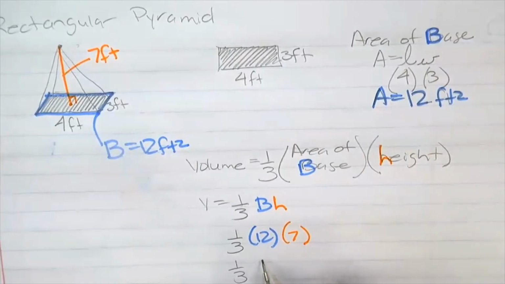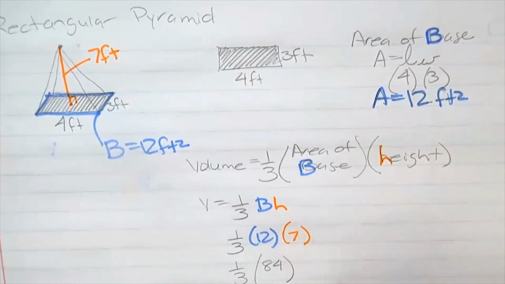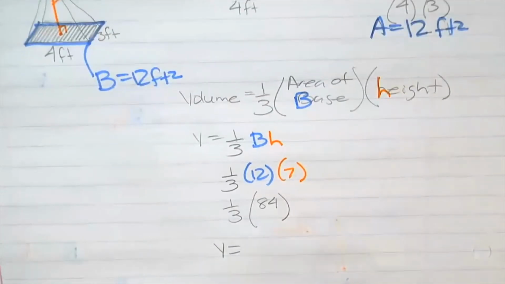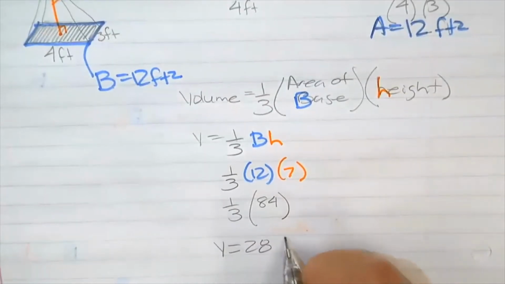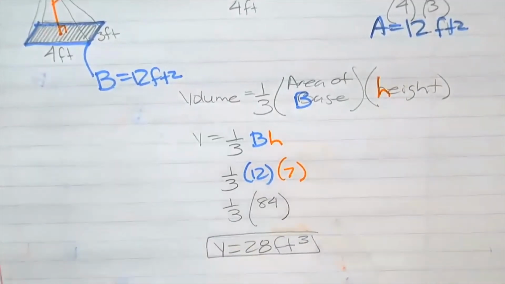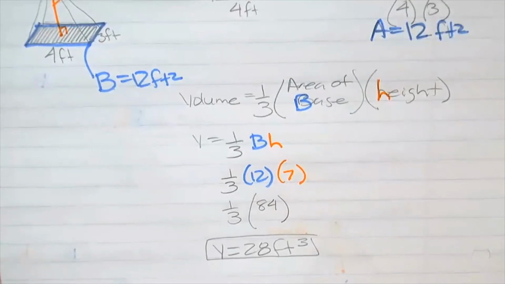So 1/3, 12 times 7 is 84, and 84 times 1/3, or 84 divided by 3, my volume is equal to 28 feet cubed. So the volume of the pyramid is 28 feet cubed. Okay, so that's for a rectangular pyramid.